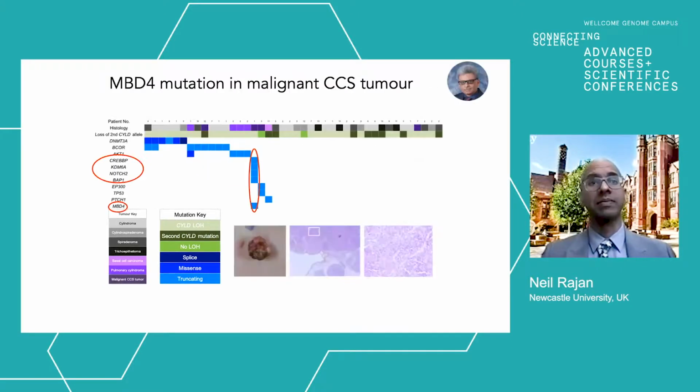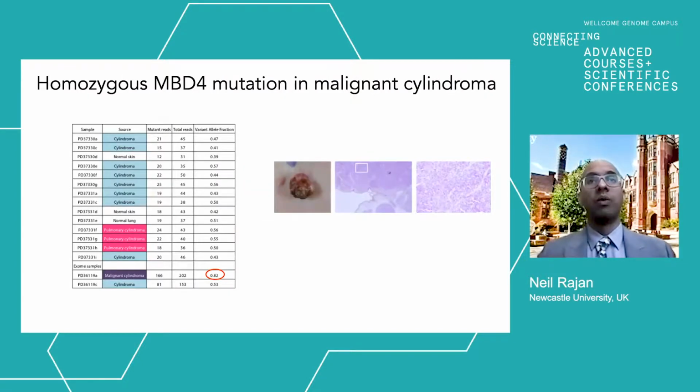AKT1 inhibitors. In one of the malignant cylindrocarcinomas, we found a range of different mutations which were not present in any of the other tumors. One of these was in a gene called MBD4, methyl binding domain protein 4. Now, this was an interesting mutation to find because in this family, everyone had a heterozygous mutation for this. But in this malignant cylindroma, there was a homozygous mutation present. And so it appears that biallelic mutations in MBD4 are present in malignant cylindrocarcinoma.